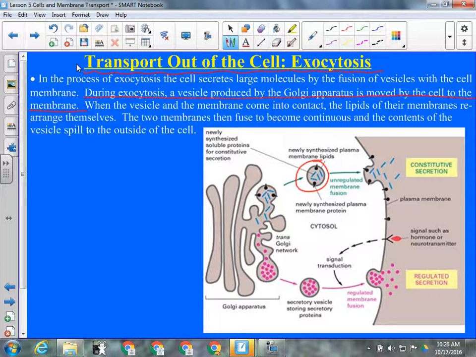Okay? That's used to do two things: get rid of wastes or secrete hormones. So the hormones produced within the cell in the smooth ER can be transported either by the smooth ER to the membrane in a vesicle or by the Golgi to the membrane in a vesicle. Either way, the process is mechanically the same. So exocytosis is movement out in a vesicle. It's not like active transport. It isn't active transport. It's the physical change in the membrane.